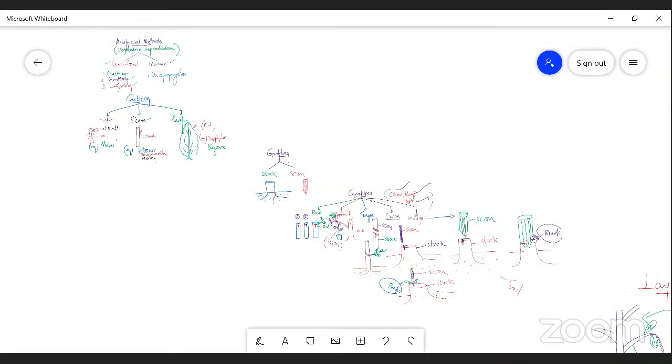What is grafting? What are the major portions involved in grafting? Stock and shear.